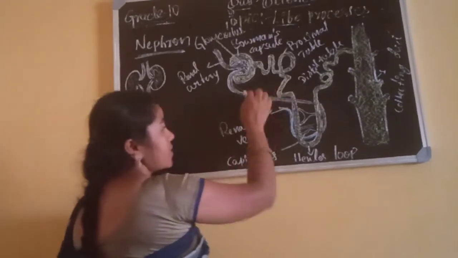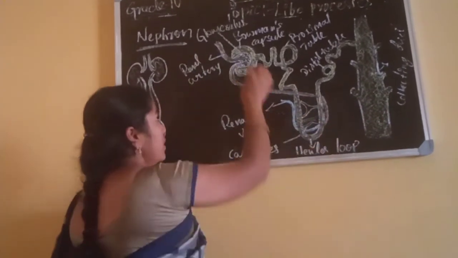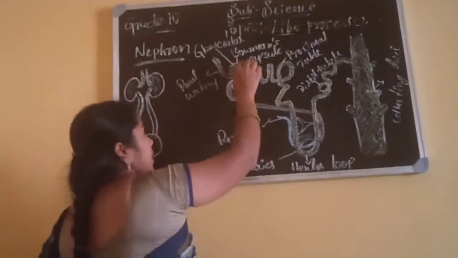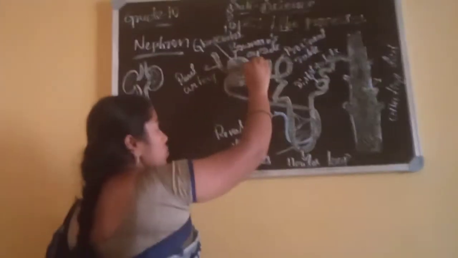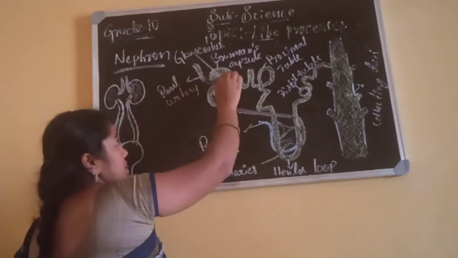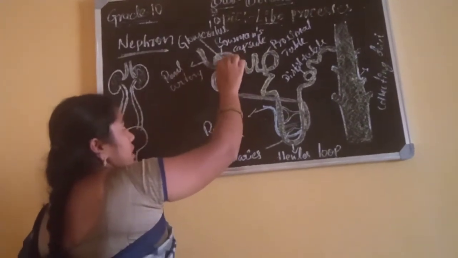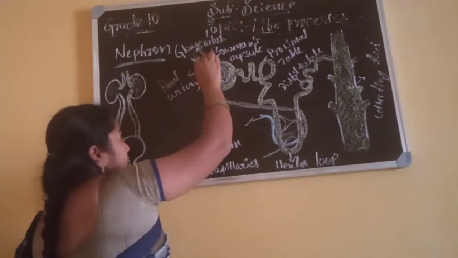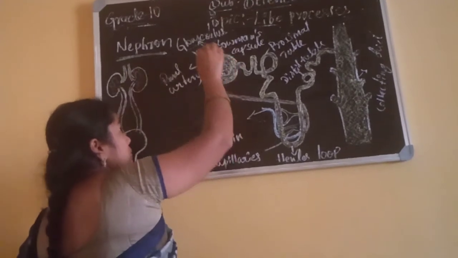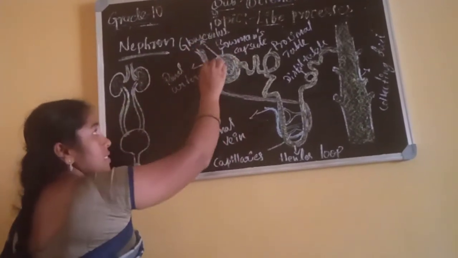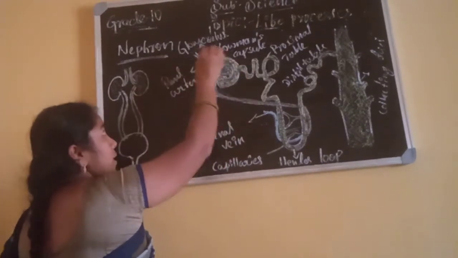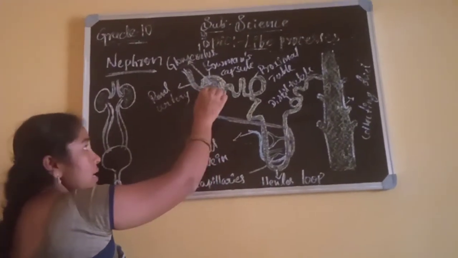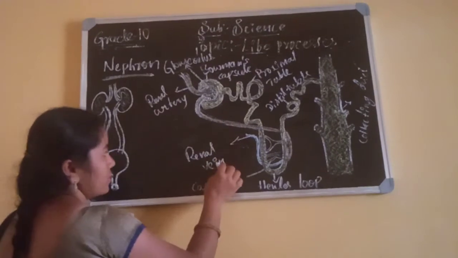Dear students, see, this is the structure of the nephron. It is a bowl-like structure that we can call Bowman's capsule. Inside the Bowman's capsule, many capillaries are associated, that we can call the glomerulus. Then one artery is connecting to that Bowman's capsule. Here, blood comes into the Bowman's capsule and glomerulus. Then another vessel goes away from the glomerulus, that is the renal vein.